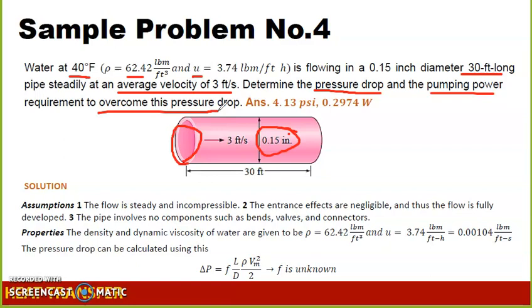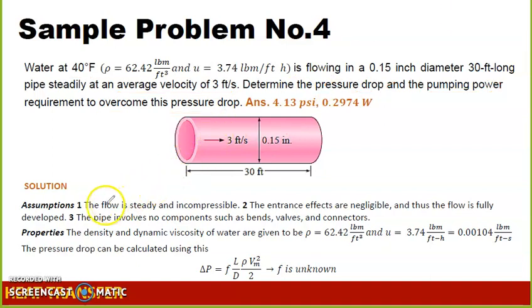So again, fluid flows because of change in pressure. So when there is a pressure drop, pumping power is also required to overcome this pressure drop. So what is that pumping power that is required to overcome the computed pressure drop?